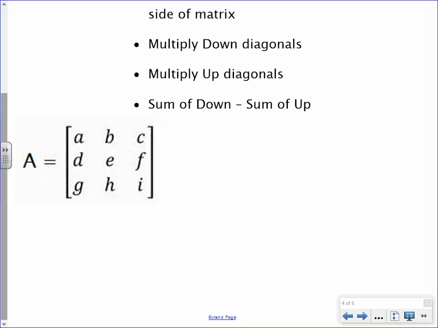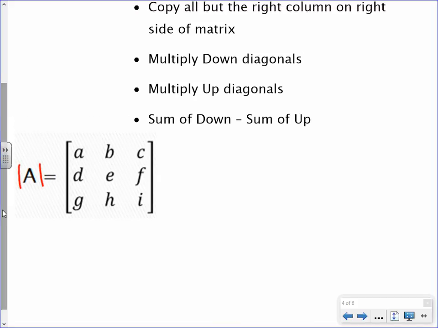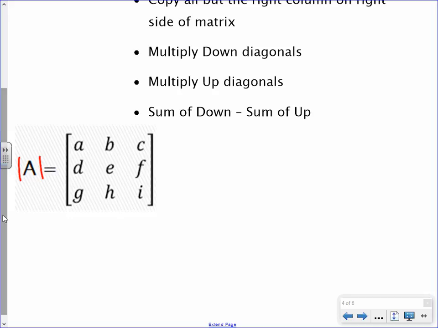Go ahead and copy this down. A, B, C, D, E, F, G, H. And if we are going to find the determinant of A, we're going to copy everything except the right column on the right side of the matrix. So we're going to copy down column 1, A, D, G, and column 2, B, E, H, and then stop. We want everything except the very last column on the right side.